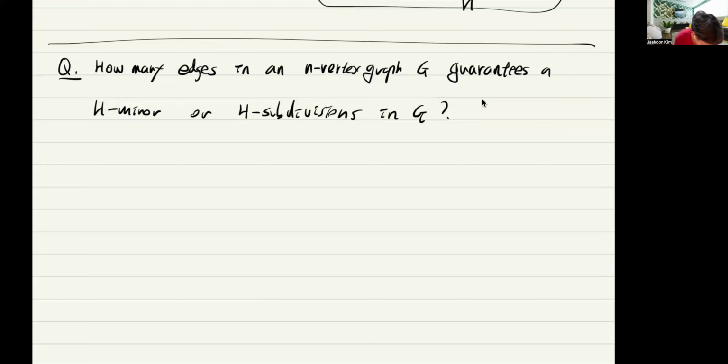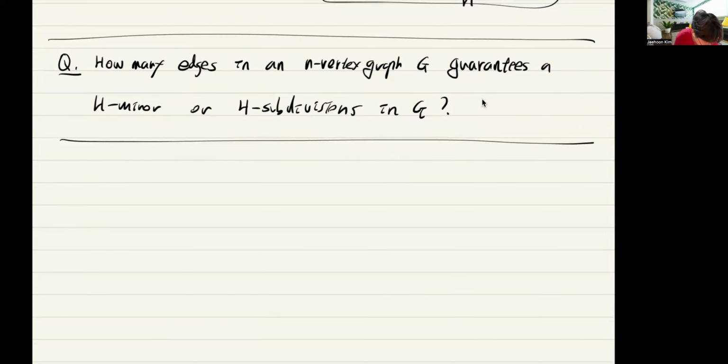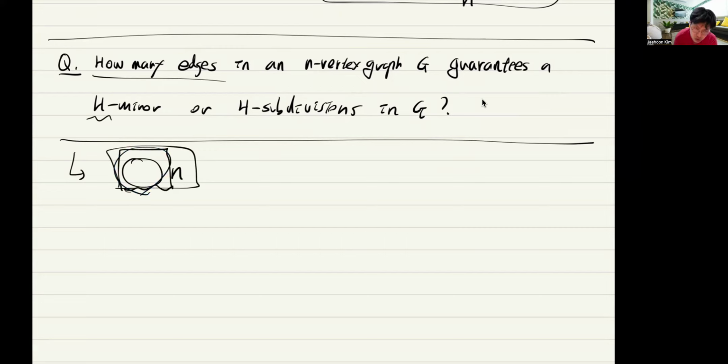Okay, and for this question, it's more convenient to talk in terms of the average degree than the number of edges. You will see later that this answer is usually linear, some constant times n, and this constant depends on H. So just focusing on this number is more convenient. You can write it without using n.